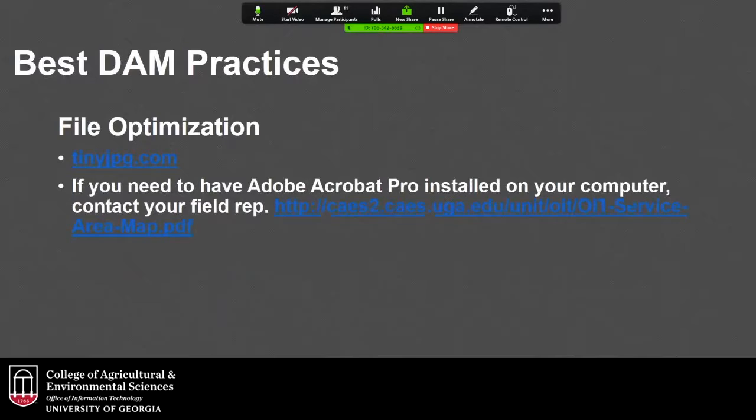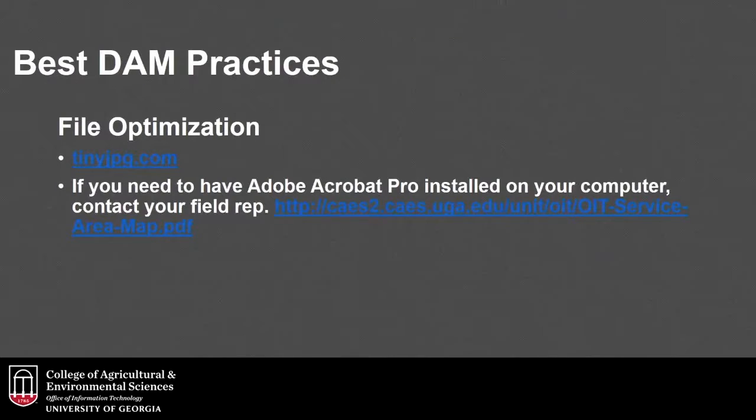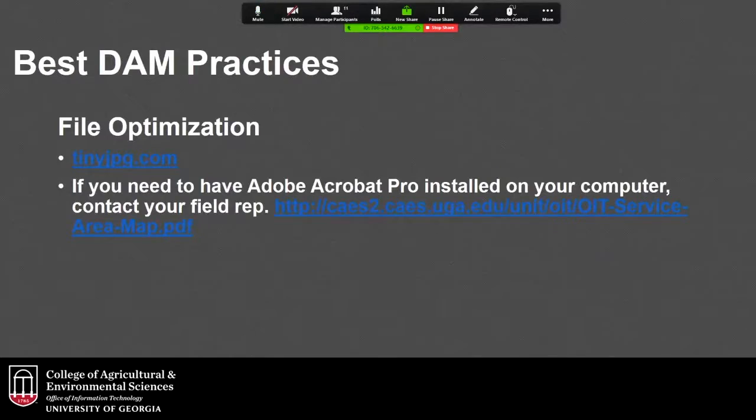Here's the link again to Tiny JPG for any images that you want to compress and optimize. Now, if you don't have Adobe Acrobat installed on your computer, you can contact your field rep. The link next to that is actually a link to the PDF map that shows you who your field service rep is for your county. And it also has their contact information.